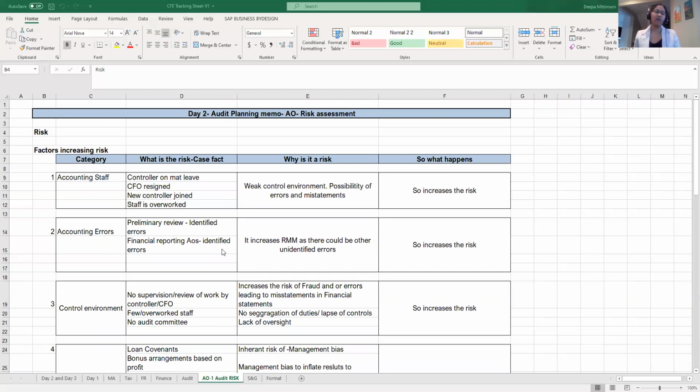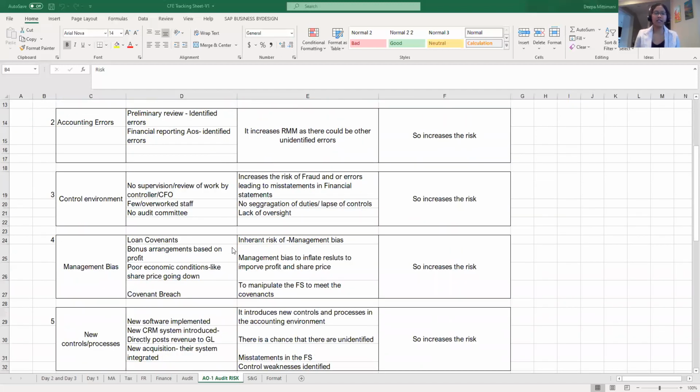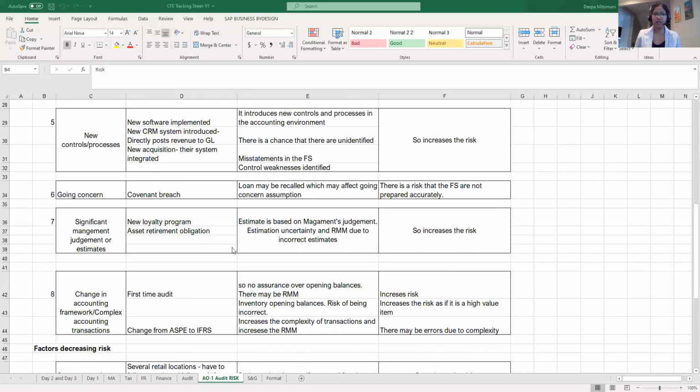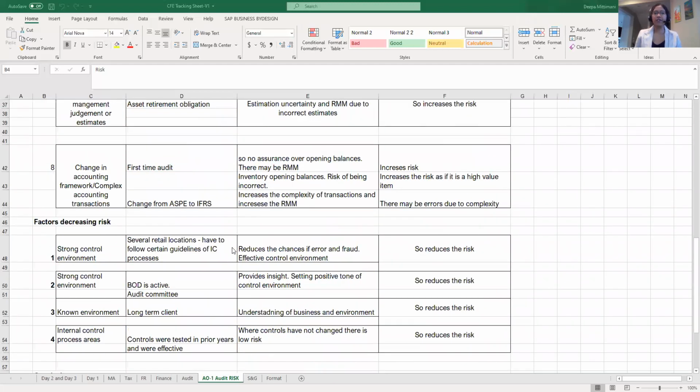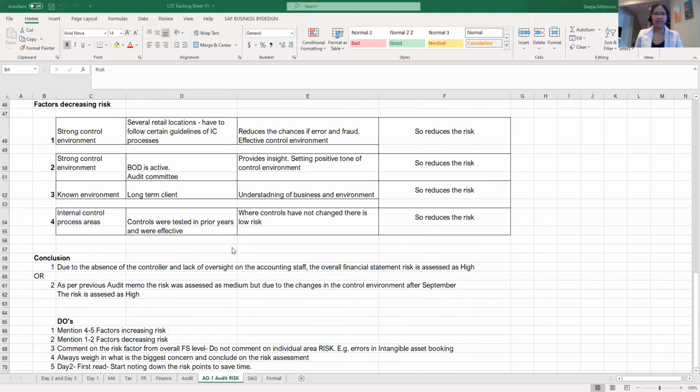Like the CPA way of learning, you will always see that: so what, so why, what. So always keep that in mind. This is the case fact, why it is a risk, and so what happens. So if you cover 5 to 6 factors that are increasing the risk, then 1 or 2 factors which are decreasing the risk, and then you move on to the conclusion.